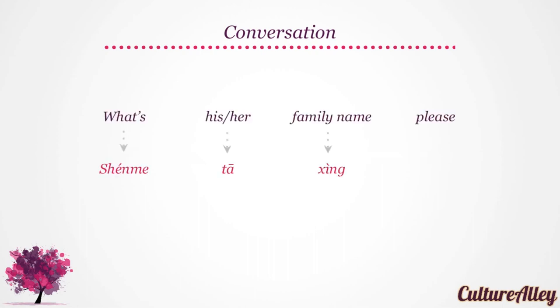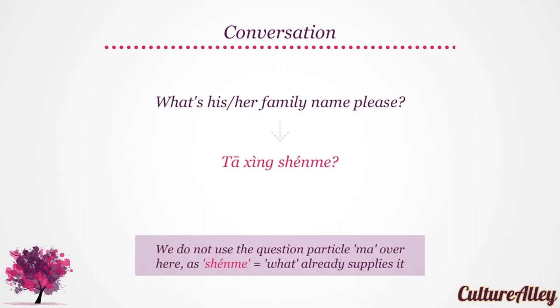The sentence, what's her family name, breaks up as follows. What translates to 什么. His or her becomes 他, while family name translates to 姓. Therefore, what's his or her family name translates to 他姓什么. We do not use the question particle 吗 over here, as 什么 or what already supplies the question word.